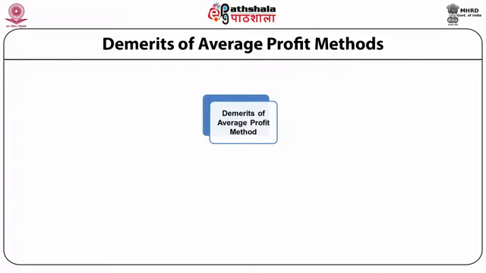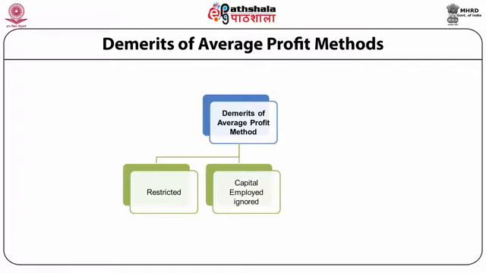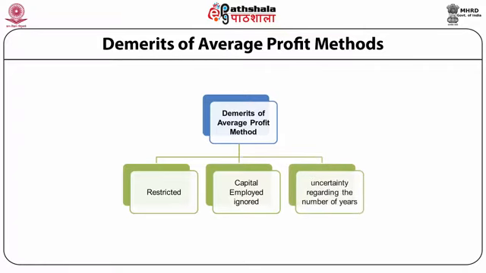Demerits of the average profit method are shown in this figure. This method is restricted, meaning restricted to profit only. It doesn't take into account the assets of the firm. It is only restricted to profits. Further, capital employed is ignored. How much capital is employed in the business is ignored under this method. Further, this method is based upon the number of years. Now, there is uncertainty regarding the number of years. How many years should be taken? There is uncertainty regarding the number of years.